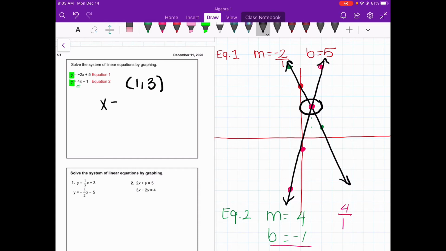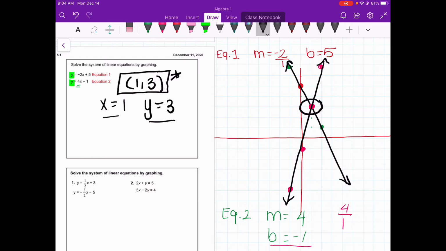So in this, you can write x equals 1, y equals 3. This is totally perfect, just the coordinate. This is what I want. So you need a coordinate. Even if you say this, you still need a coordinate. That's the solution to the system.